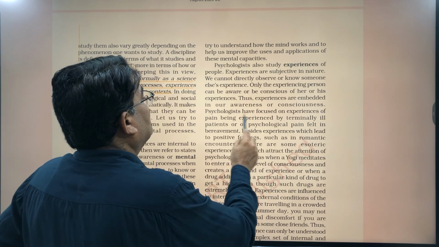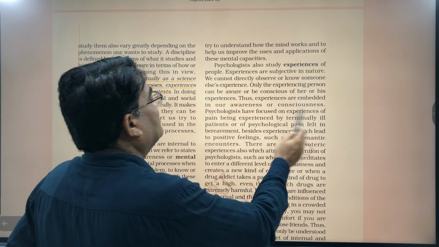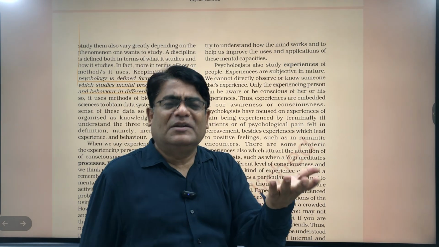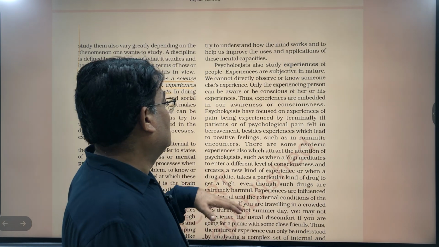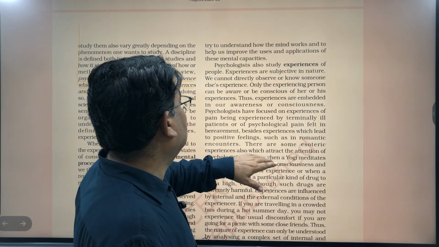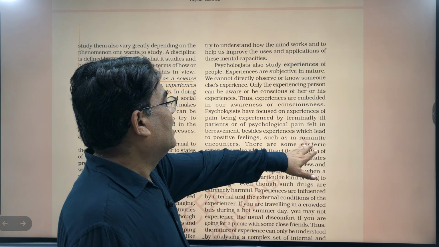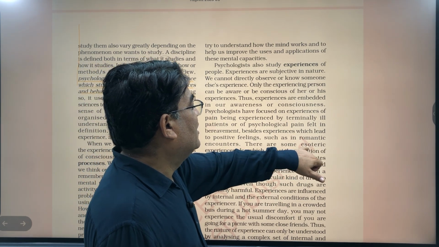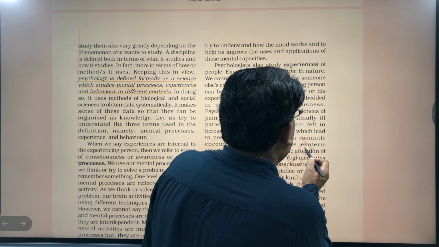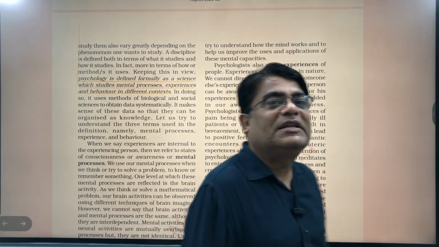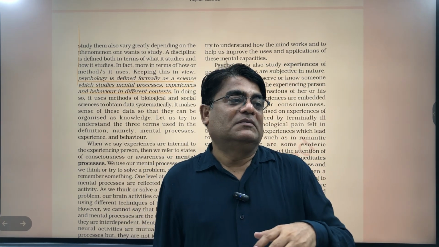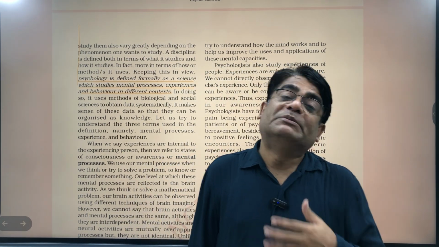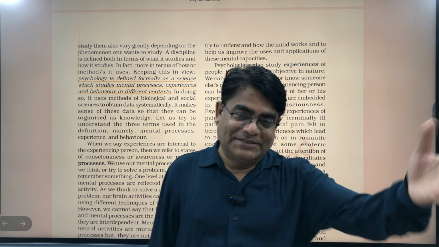Psychologists have focused on experiences of pain being observed by terminally ill individuals. Very different kinds of experiences are there. How pain is there, or suppose, one term you can say when you meet your friend, this term is esoteric. ESOTERIC. Esoteric means very unique experiences that you have. For example, giving birth to a baby, gives birth to a mother. I have given this topic as an essay.